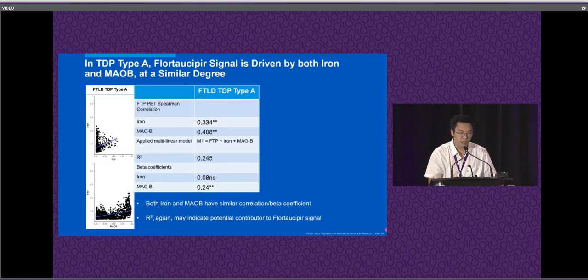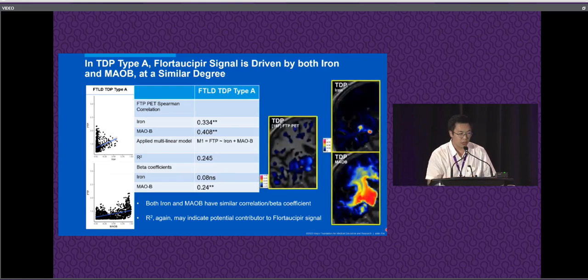Now, given the previous result, we would expect a similar trend in the TDP type A case, where there's no tau pathology. And indeed, in both the hemisphere and lenticular nucleus correlation analysis, we are seeing a similar strength of both iron and MAOB contributing to the photosapir signal.